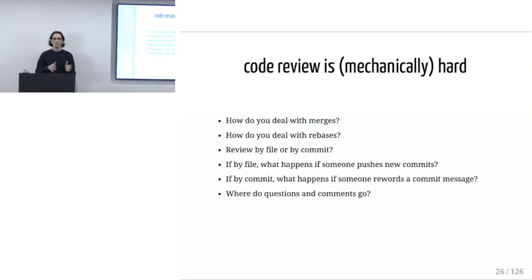So reviewing code, there are these questions: merges, rebases, are difficult. There's also just how you actually go about reading it. You could read file by file, you could read one commit at a time, and either one of those approaches has weird mechanical properties. If you review by file and then a new commit is pushed, do you go back and re-review by file but just see what has changed since then in the new commit? If you're reviewing by commit, then you rebase, then you have a whole new set of commits.